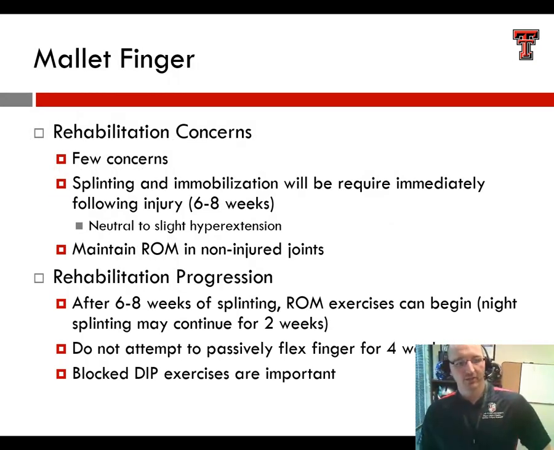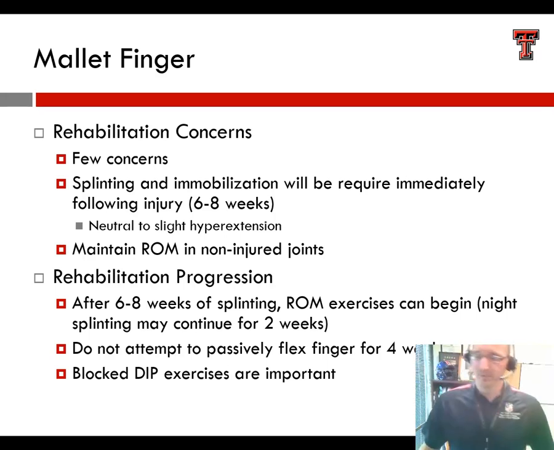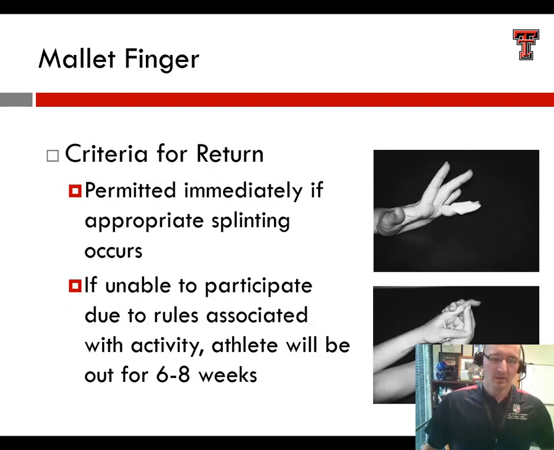Not a lot of concerns here. Splinting and immobilization will follow immediately, upwards of 2 months. After 2 months of splinting, we can start range of motion exercises. Okay, so putting them in that extension splint is going to be important. For return, the athlete can be allowed to return if they've been splinted appropriately.